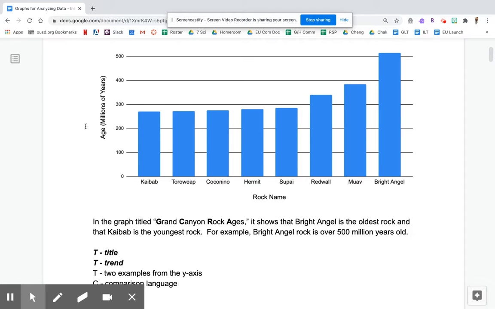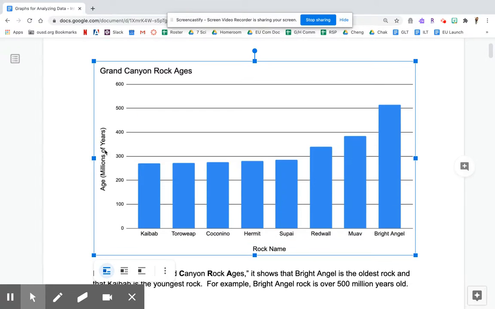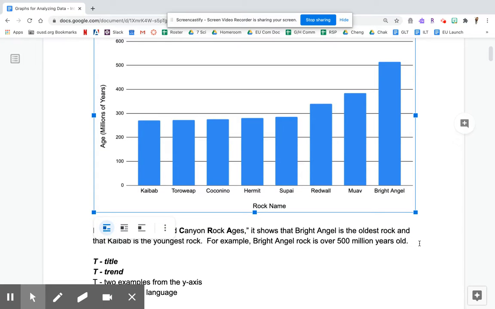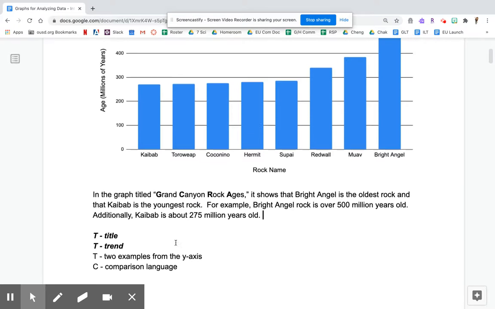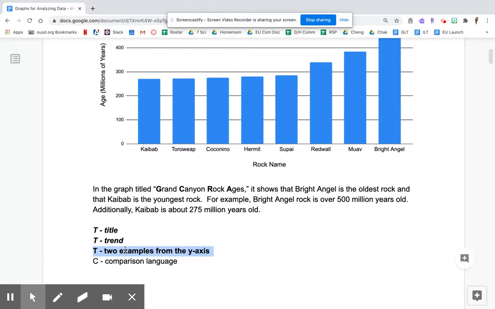It's not just 500 years. These words over here on the side tell me that this is actually millions. So this is 600 million, 500 million. And then I'm going to say, additionally, Kaibab is, let's see, here's where 250 would be, kind of halfway between. Maybe this is 275. Kaibab is about 275 million years old. So right now I've done my two examples from the y-axis.